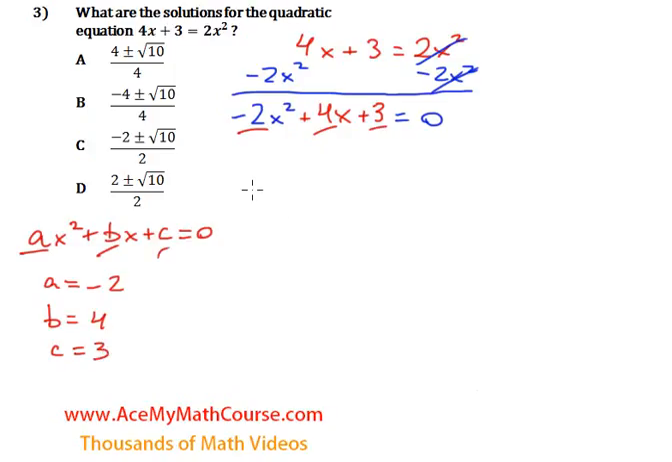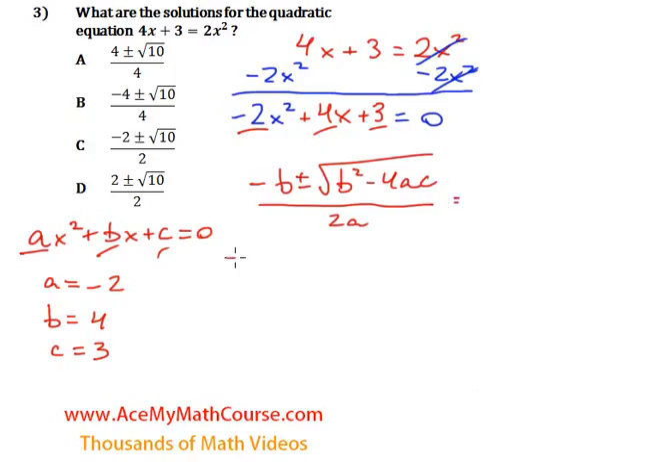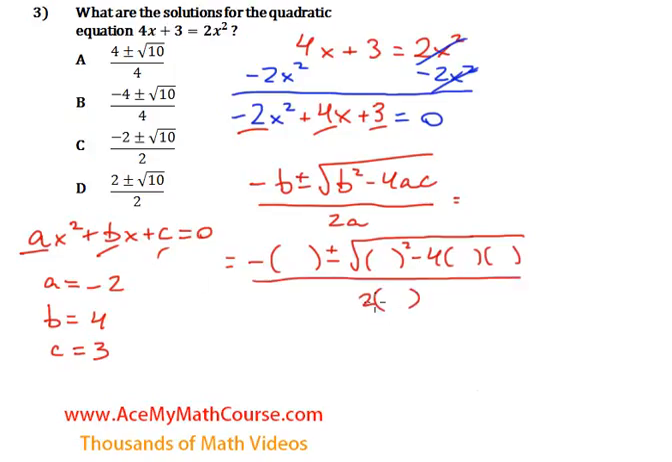Okay, so we have negative b plus or minus square root of b squared minus 4ac all over 2a. Now, I like to open parentheses for each letter essentially before I plug them in. So all over 2 times a. Now I can plug in all the letters. The b is 4, and we have plus or minus the square root of 4 squared minus 4ac all over 2a. Now we can just simplify.